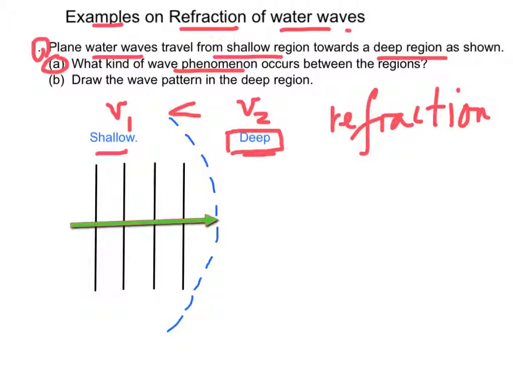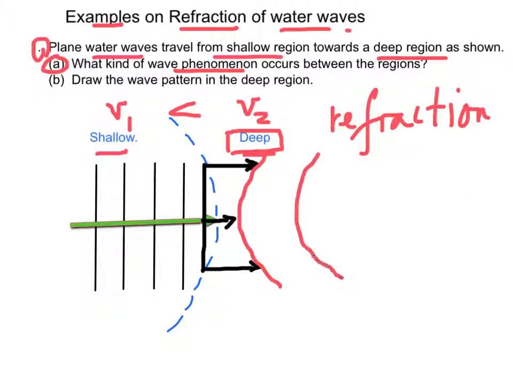When the plane wave front reaches the boundary, the wave at the edge travels at a greater speed, and the wave still in the shallow region will travel at a smaller speed. Therefore, the new wave front in the deep region will be something like this.